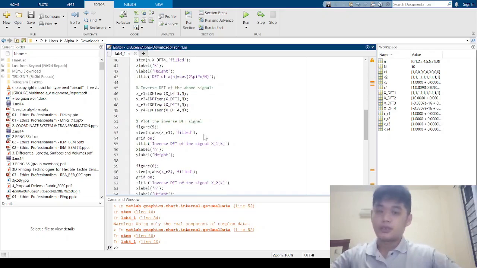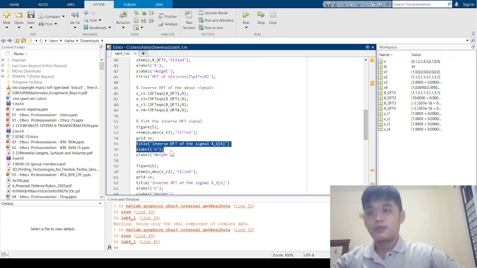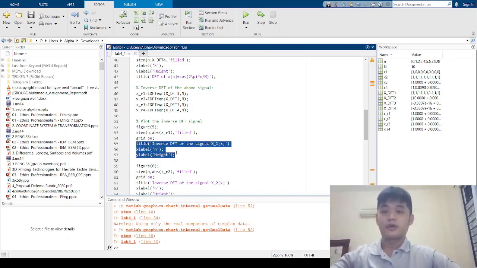Then over here, since we're going to display them in graph form, we copy the same thing. We put a figure, a stem, turn the grid on, and put the title, the X label, and also the Y label.